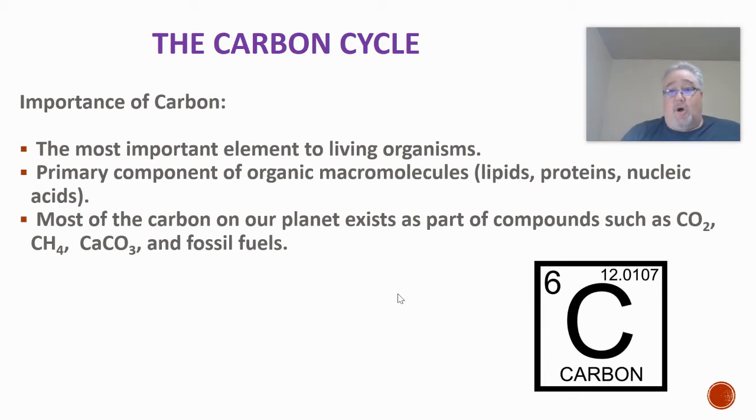Most of the carbon on our planet exists in compound form. It's either in the form of a gas, like carbon dioxide, or methane gas, which is CH4, which is basically natural gas. It might be in the form of solids like calcium carbonate, which is limestone. But again, there's an abundance of carbon on the planet. We just have to understand how it's moving around and why it's important that we know this. Okay.